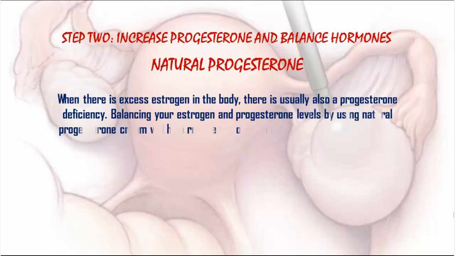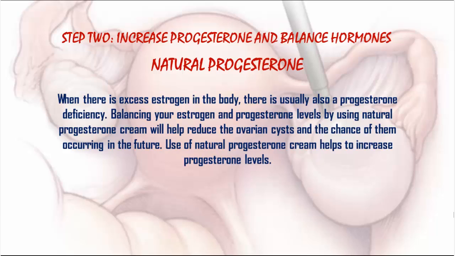Step 2. Increase progesterone and balance hormones. Natural progesterone. When there is excess estrogen in the body, there is usually also a progesterone deficiency. Balancing your estrogen and progesterone levels by using natural progesterone cream will help reduce the ovarian cysts and the chance of them occurring in the future. Use of natural progesterone cream helps to increase progesterone levels.